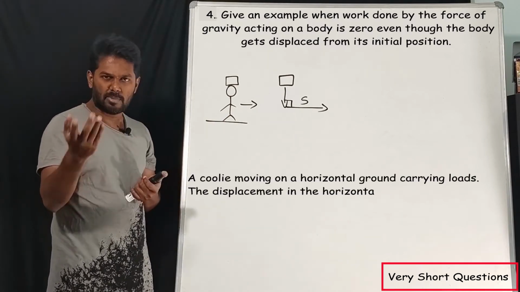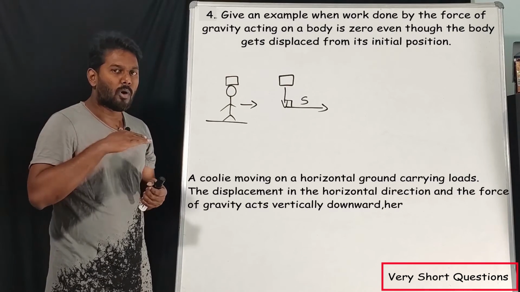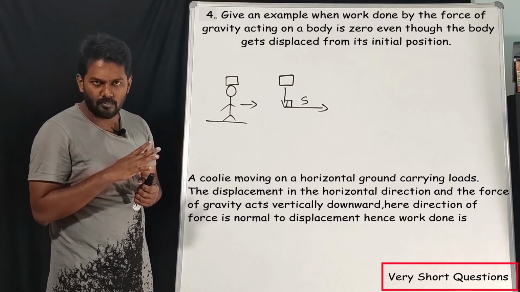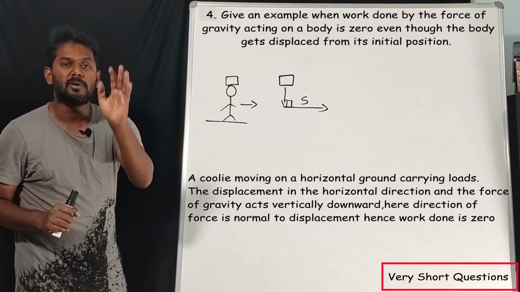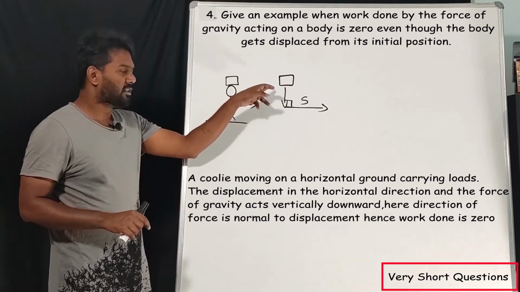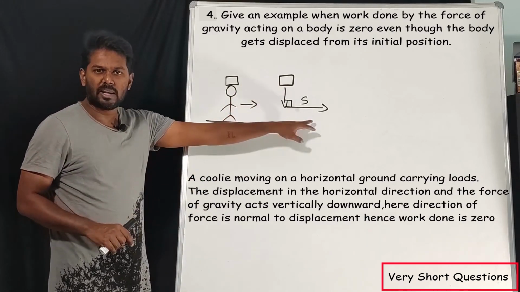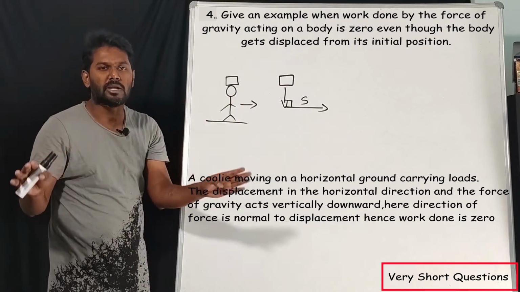Okay, a coolie, or a person carrying luggage on his head and walking on horizontal ground, is an example of work done being equal to 0 even when there is a displacement. Why? Because the direction of force and the direction of displacement are normal to each other.